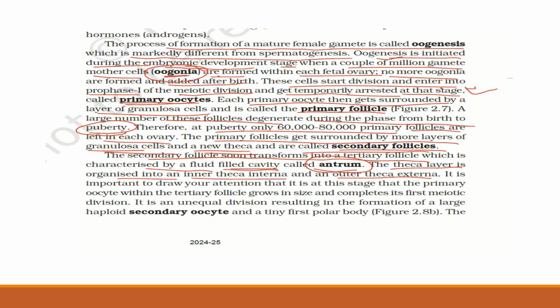It is important to draw your attention to the fact that at this stage the primary oocyte within the tertiary follicle grows in size and completes its first meiotic division. So now it is completing its first meiotic division at puberty, when the primary oocyte has been converted to the tertiary follicle, in an unequal division resulting in the formation of a large haploid secondary oocyte, as we have spoken earlier, and a tiny first polar body.